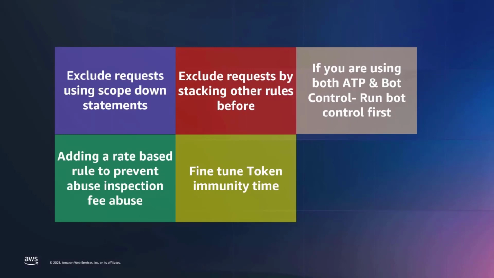Another way to do so is using an IP reputation list, like Amazon IP reputation list or a third-party IP reputation list, that can block commonly observed bots. We recommend Amazon IP reputation list. We have a threat intelligence team that curates a list of bad actors, and we update this constantly as well. So this can help you further limit requests to our premium rule groups.